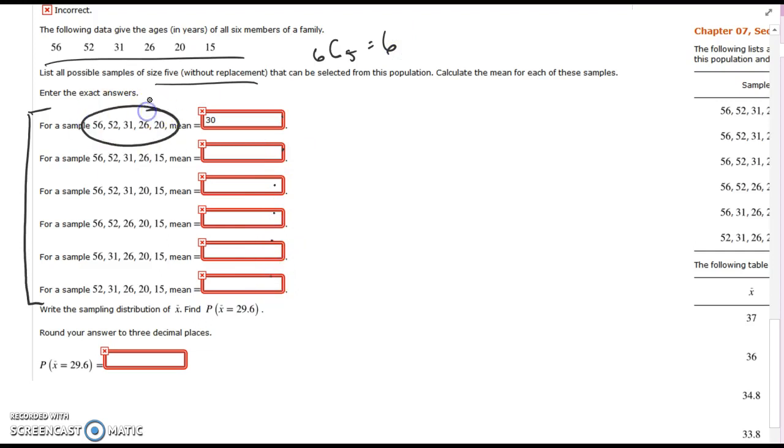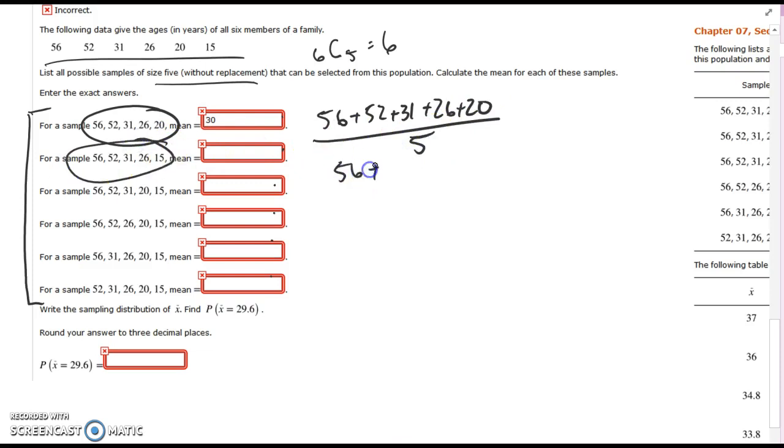To find the mean, 56 plus 52 plus 31 plus 26 plus 20 over 5. The mean of this one would be 56 plus 52 plus 31 plus 26 plus 15 over 5, and so forth, right? So it's just finding the mean of the 5 numbers.